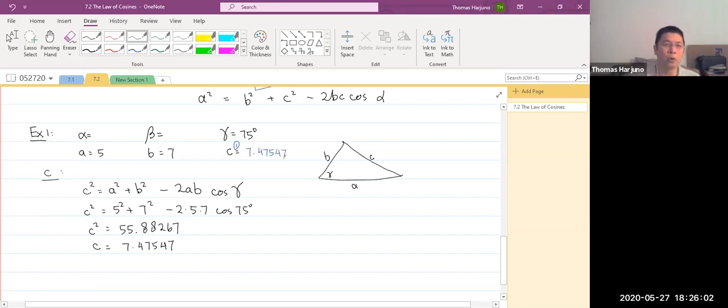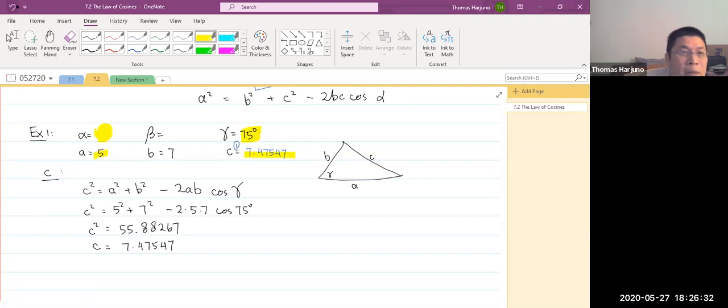Now suppose from here I want to proceed finding angle alpha. Notice that angle alpha should be less than 75 degrees. Is it right? Yes, angle alpha should be less than 75 degrees because side C is longer than side A. I hope that helps.